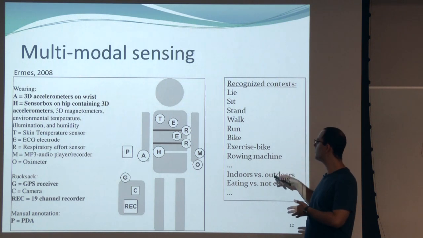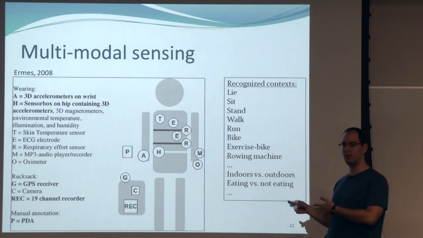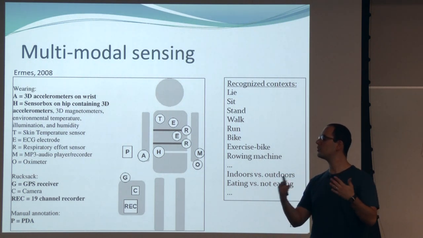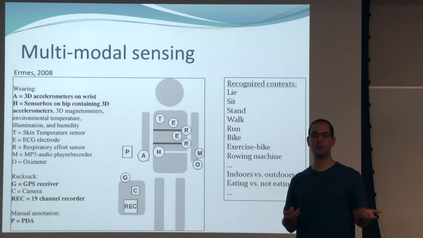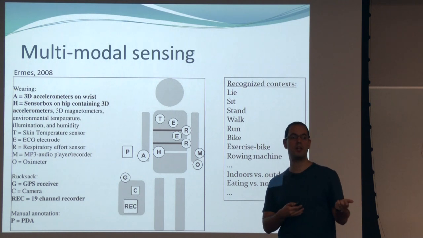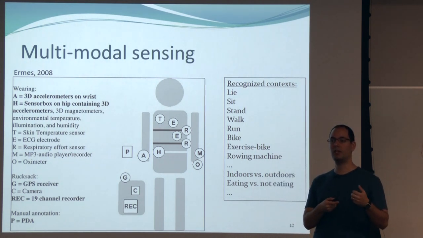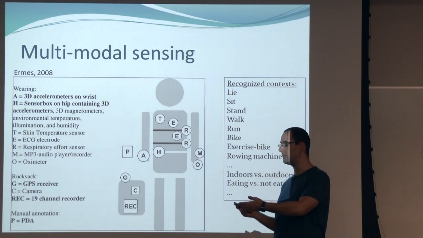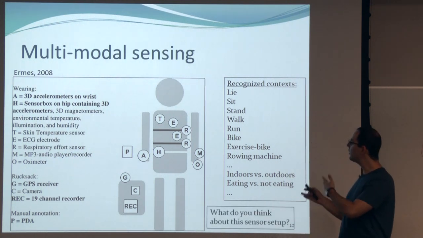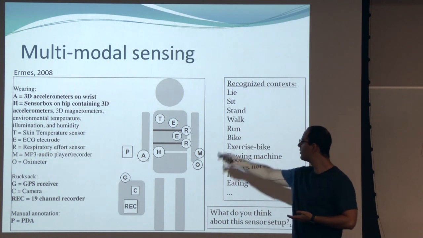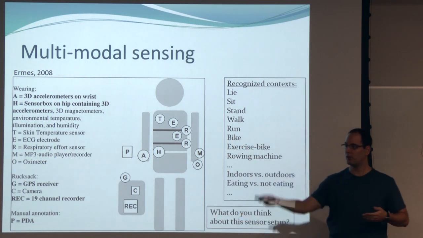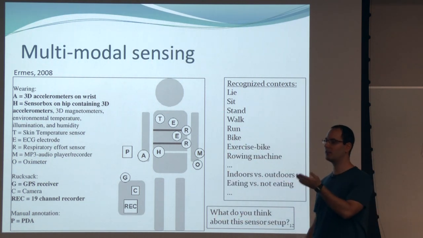So they were able to target all kinds of activity, and such studies really pushed forward our knowledge of how to use different sensing modalities and what potential these modalities have to have information about different activities. But is there anything wrong with it? Do you see any weakness in such an approach? What do you think of this person with all these sensors? Yeah. It's inconvenient.